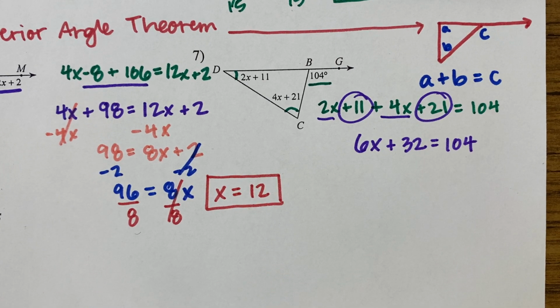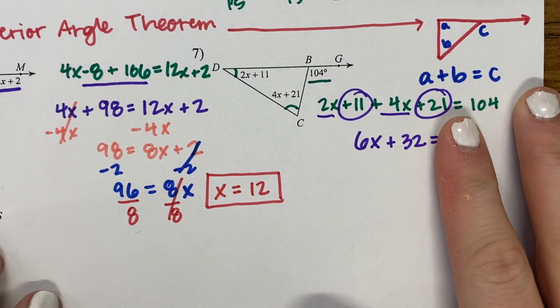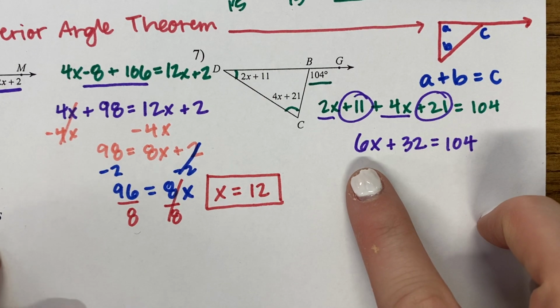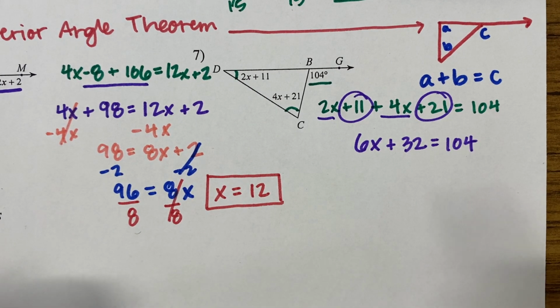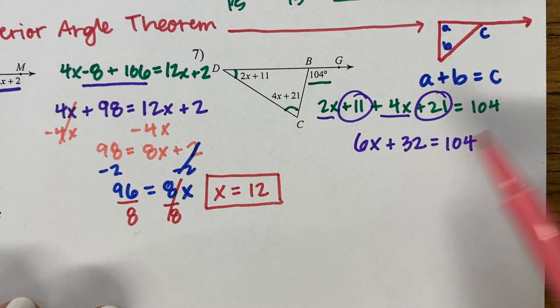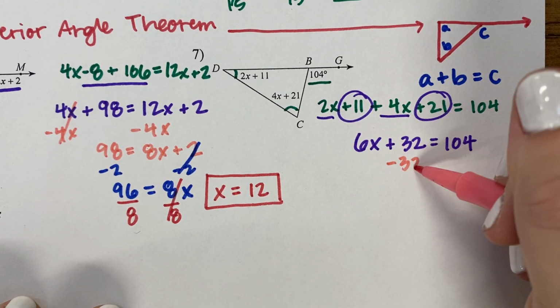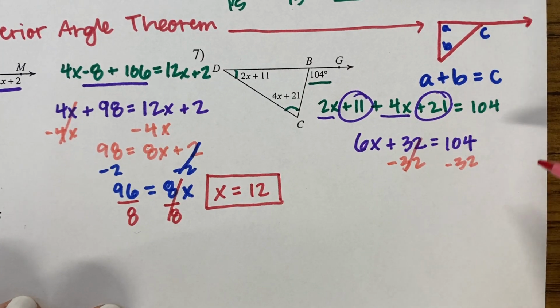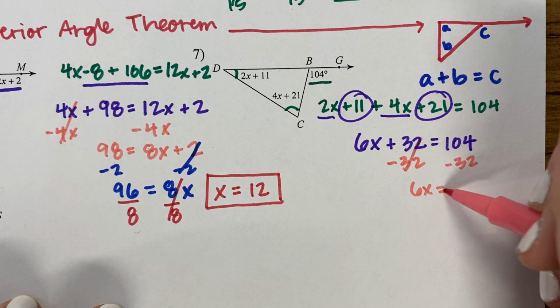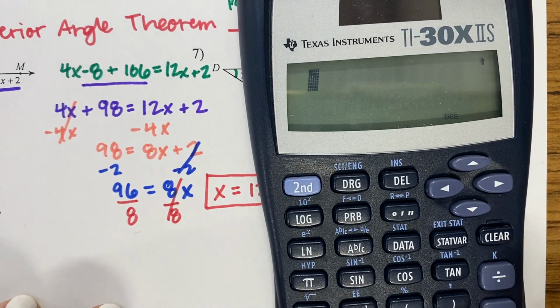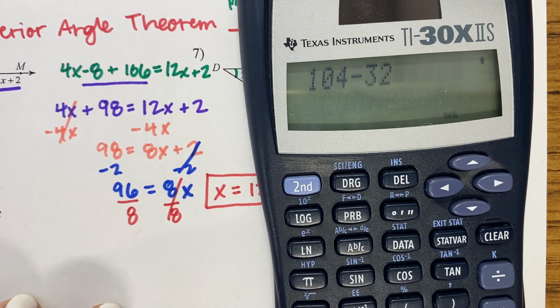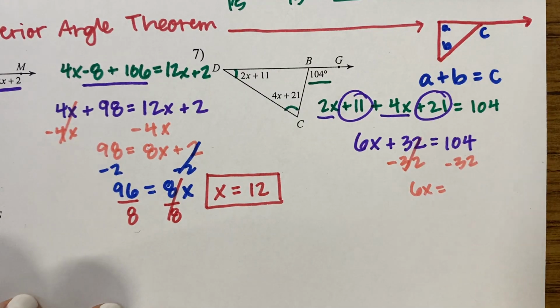Perfect. So now I can just go ahead and start getting rid of what's on the same side as my x, because all my x's are on one side. So the first thing I got to get rid of is this plus 32. So we're going to do the opposite, subtract 32 from both sides. I get 6x is equal to 104 minus 32. And I get 72.